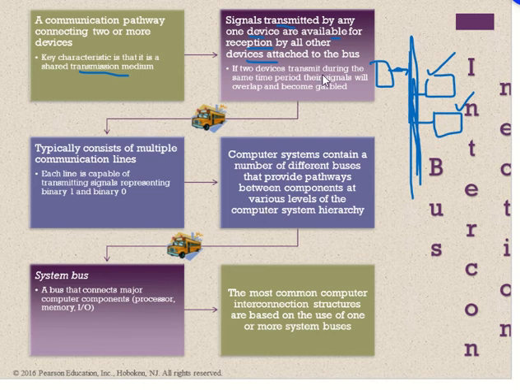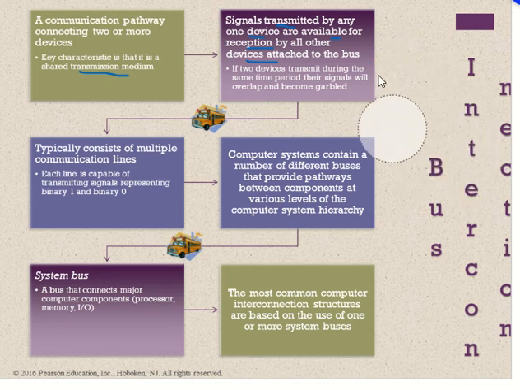If two devices transmit during the same time period, their signals will overlap. Let's say this device also sends data and this device also sends data onto the same bus. The signals will overlap and become garbled, so there may be a loss of data.